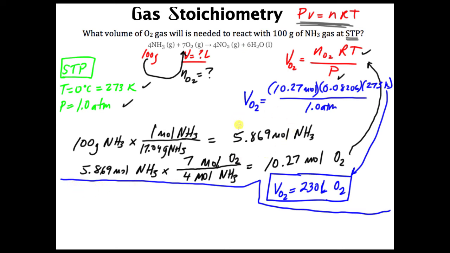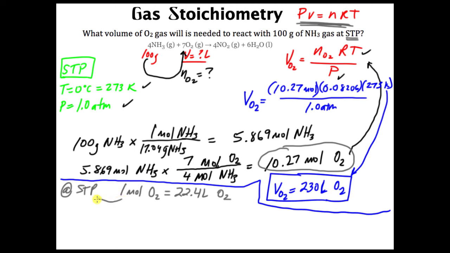So if I have the moles of oxygen, which I have already calculated, I can use that at STP. When I'm at STP, what that means is that if I have 1 mole of oxygen, or of any gas, in this case I'm going to say oxygen, then the volume is always going to be equal to 22.4 liters of oxygen. And this is true for any gas. I could put in here ammonia, nitrogen dioxide, or water vapor. It doesn't matter what the gas is. This is always true at STP.